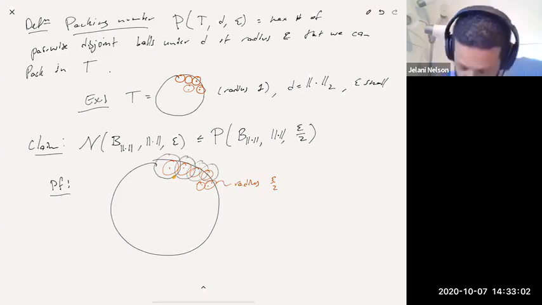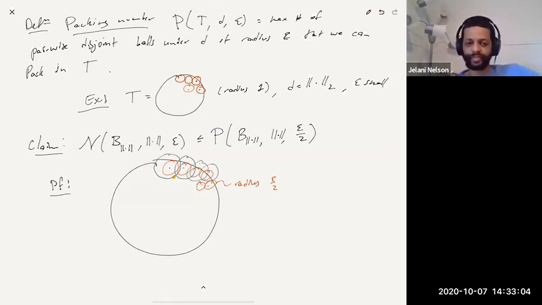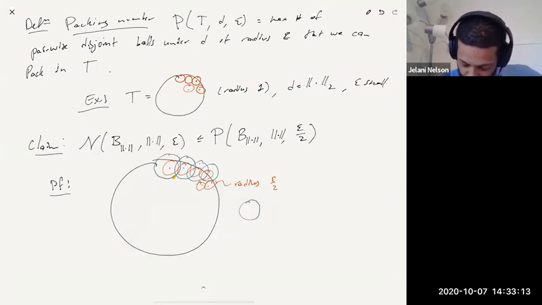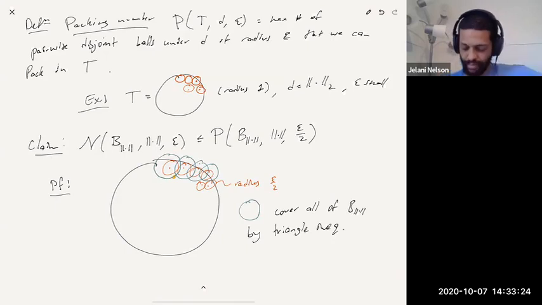So take those same centers and just have radius epsilon balls. And the claim is that these balls, these green balls, cover all of B by the triangle inequality.